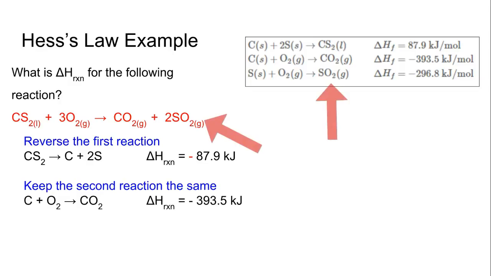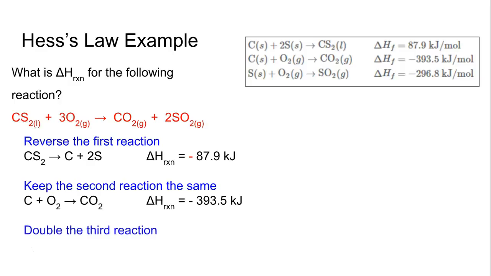Now, if we look at the third reaction, SO2 is a product in both reactions, so we're not going to reverse the reaction. But in the final reaction, the reaction in red, it has a coefficient of 2, and the equation that we're using in the box on the right only has a coefficient of 1. So we're going to have to multiply all of the coefficients by 2 in order for us to have 2 SO2. So let's double that third reaction. Notice that when we double all the coefficients, the delta H of the original equation must also be doubled.